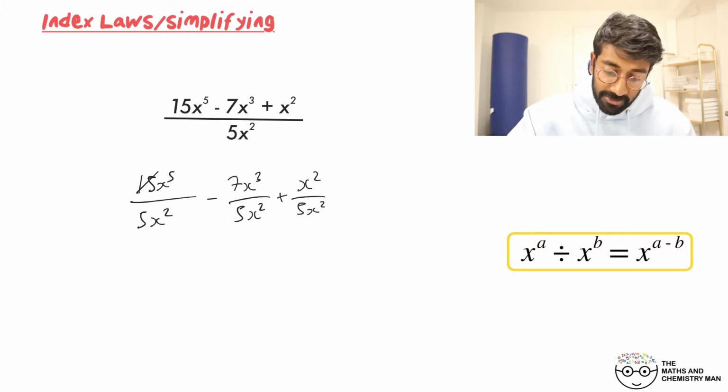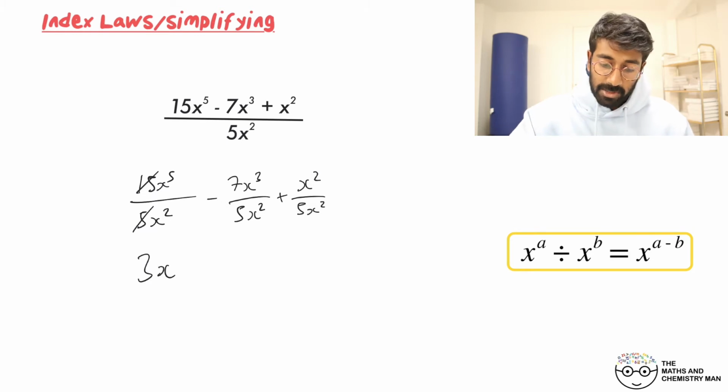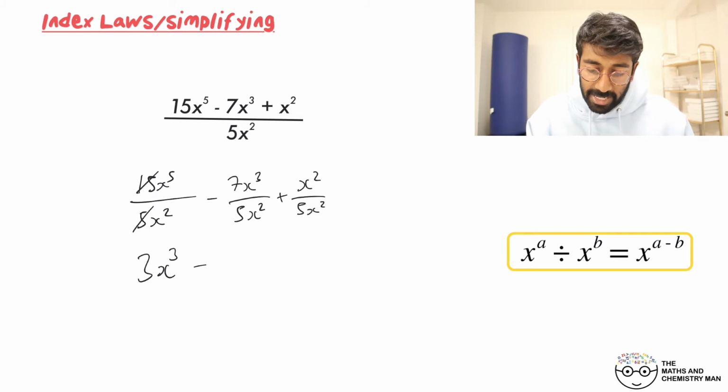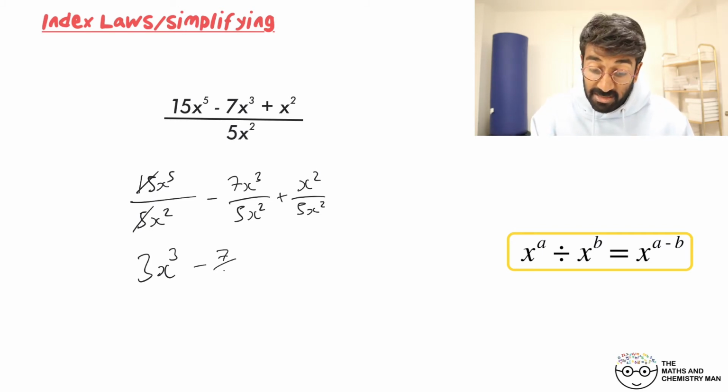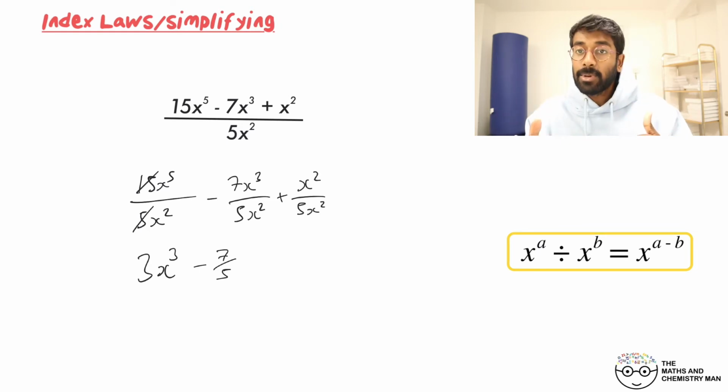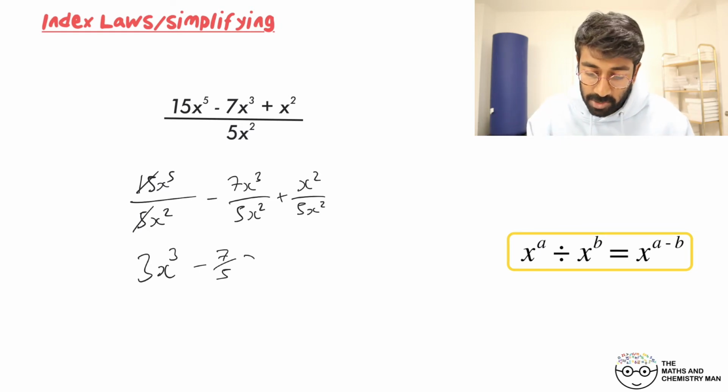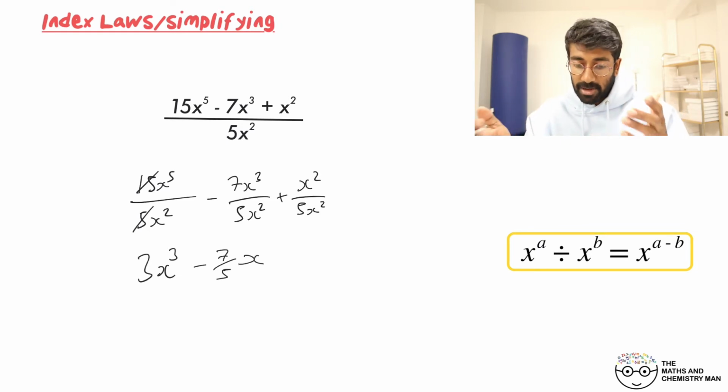So 15 divided by 5 there. What's that going to give us? Just 3. And then take away your powers. So 5 take away 2. That just leaves x to the 3. Next thing. Well, 7 divided by 5, can't really do that. So what we should do is just leave it as 7/5. And then take away the powers for our x's there. So we're just going to be left with x to the power of 1.